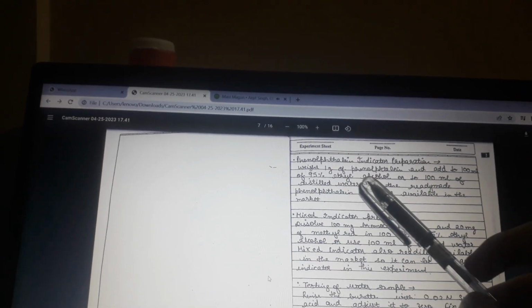Theory: alkalinity is primarily a way of measuring the acid neutralizing capacity of water. In other words, its ability to neutralize acid. Phenolphthalein indicator preparation: weigh 1 gram of phenolphthalein and add to 100 milliliter of 95% ethyl alcohol or to 100 milliliter of distilled water. Use the ready-made phenolphthalein indicator available in the market.